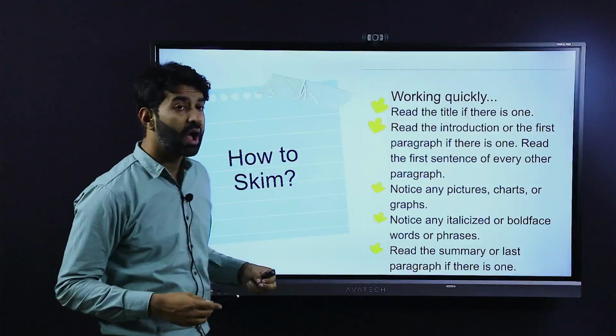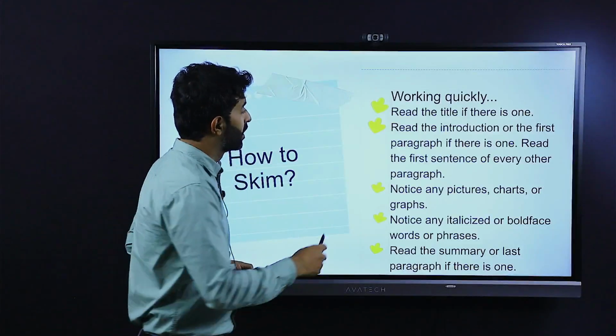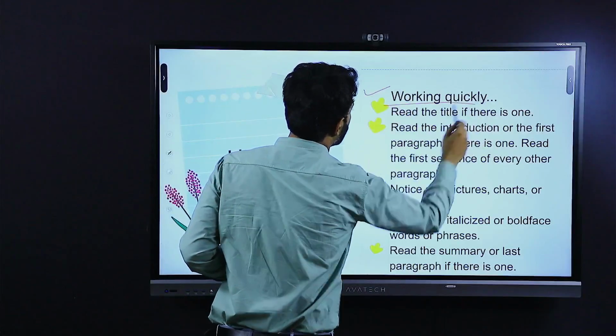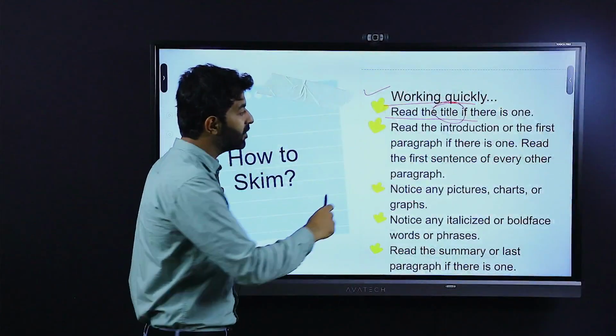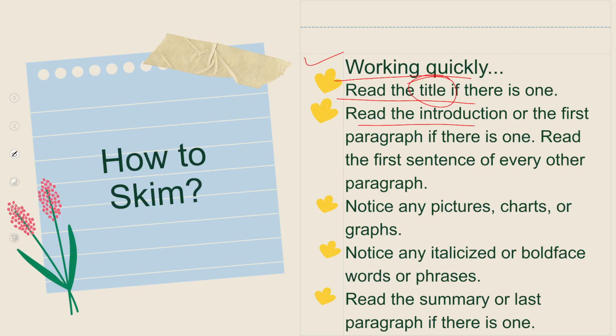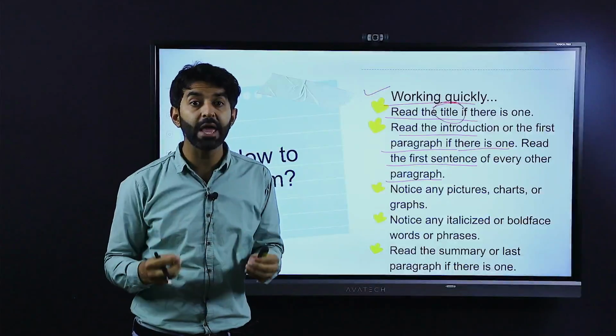Next, let's see how to skim. So we have to work quickly. First, you will read the title of the text if there is one. And you read the introduction or the first paragraph if there is one available. Read the first sentence of every other paragraph. So reading the title, reading the introduction, and the first sentence of every paragraph of the text is very important when we are skimming, because we want to get to the main idea of the text.